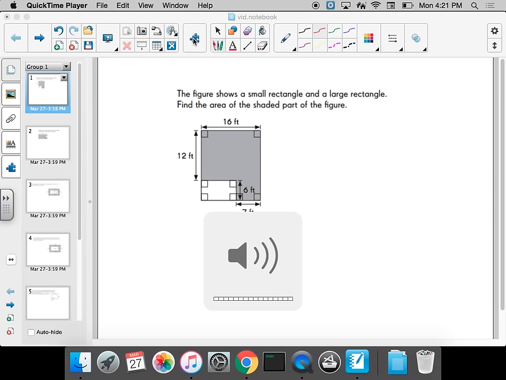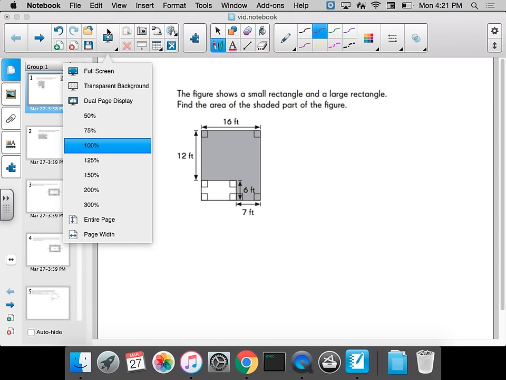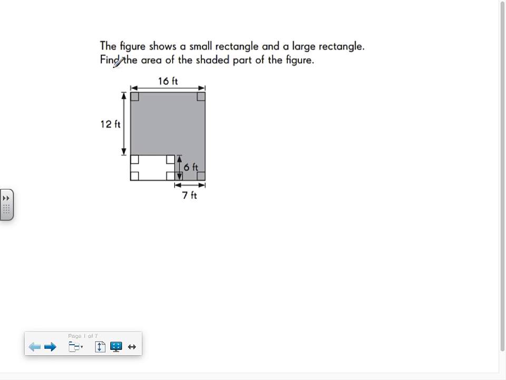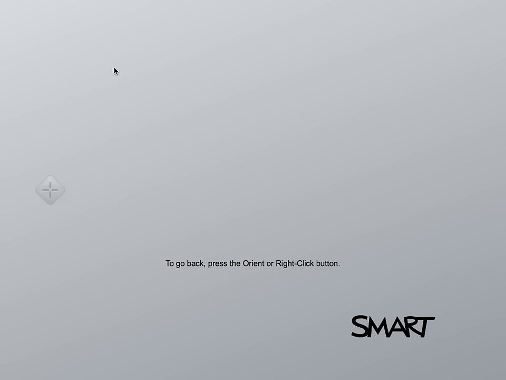Alright, hi guys. If you're watching this video, this is going to be the last video for chapter 12, and it is on 12.4. During this lesson, we are going to figure out and try to solve problems where they ask for the area of a piece of a figure instead of just the entire area.